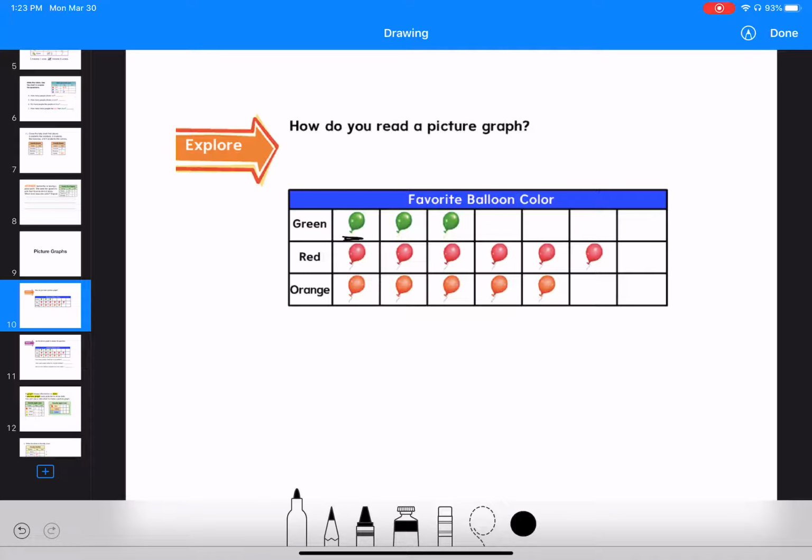So in this one, they surveyed favorite balloon color: green, red, or orange. So instead of using a tally mark, they use their pictures. So 1 balloon equals 1 vote. So how many people chose green? 3.